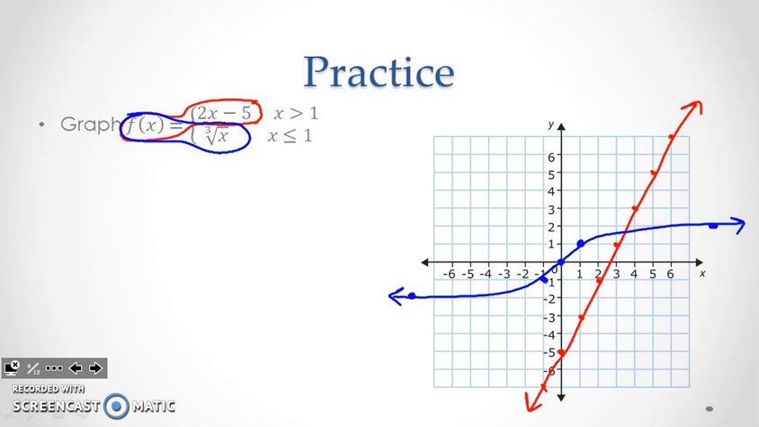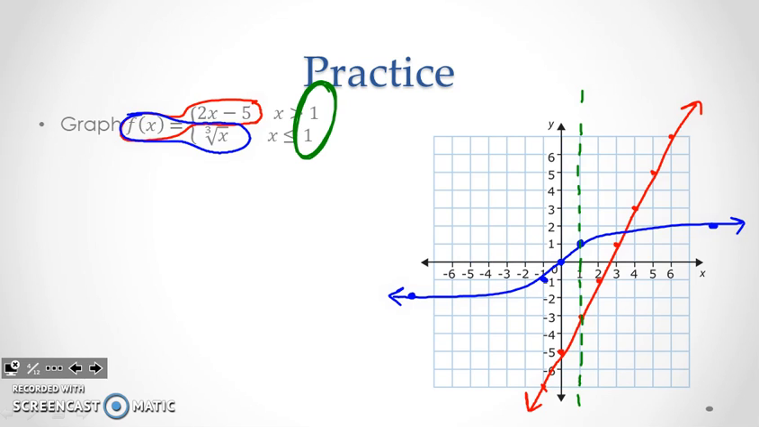Okay, so there's my cubed root function. All right, now, where is our split point? Okay, this is where we need to decide where our split point is. It's at 1 again. Okay, so I'm going to put my dashed line at 1.